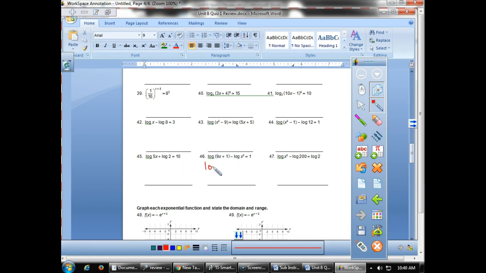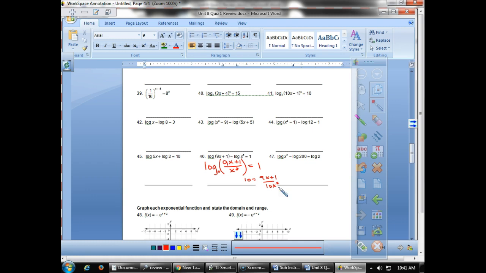So I'm going to say log, and then because this is subtraction, I'm going to say 9x plus 1 over x squared is equal to 1. Now, what some students want to do is just drop the log like we do for the equality. You can't just drop that log. You have to actually rewrite it. So you have a base of 10 here, understood. So 10 to the first is equal to all of this. So 10 to the first is equal to 9x plus 1 over x squared.